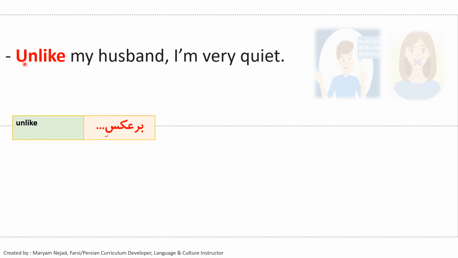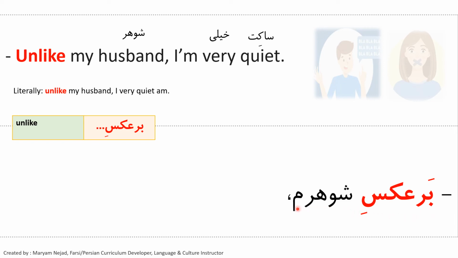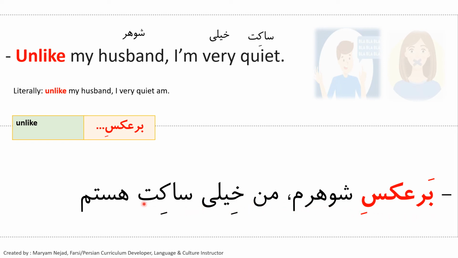Next, we want to say, unlike my husband, I'm very quiet. So here are the vocab. Husband is شوهر, very is خیلی, and quiet is ساکت. So it's like literally we need to say something like, unlike my husband, I very quiet am. برعکس شوهرم من خیلی ساکت هستم. And then the informal of ساکت هستم is ساکتم. So this sentence in informal and a little bit faster is برعکس شوهرم من خیلی ساکتم.